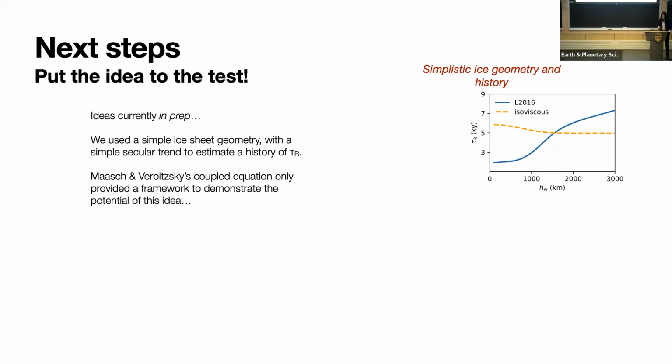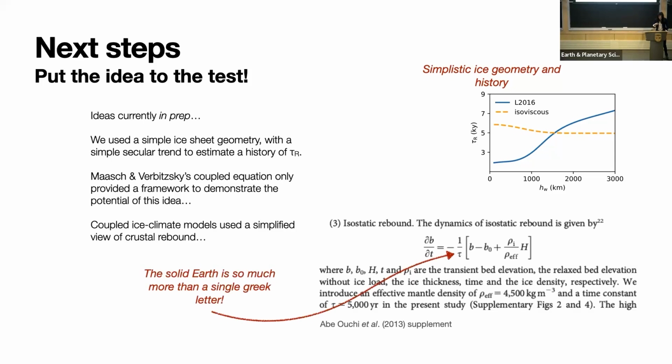The next step is to really put this to the test. I've only used a very simple ice sheet model and very simple geometries to test it as a simple secular trend. And, you know, we embedded these in the work of Marsh and Saltzman and Verbitsky, just to demonstrate the feasibility of this idea. Conversely, these coupled climate ice sheet models that do have the machinery to consider the climate system more accurately and completely used a very simplified version of the solid Earth. The solid Earth is so much more than a single Greek letter.